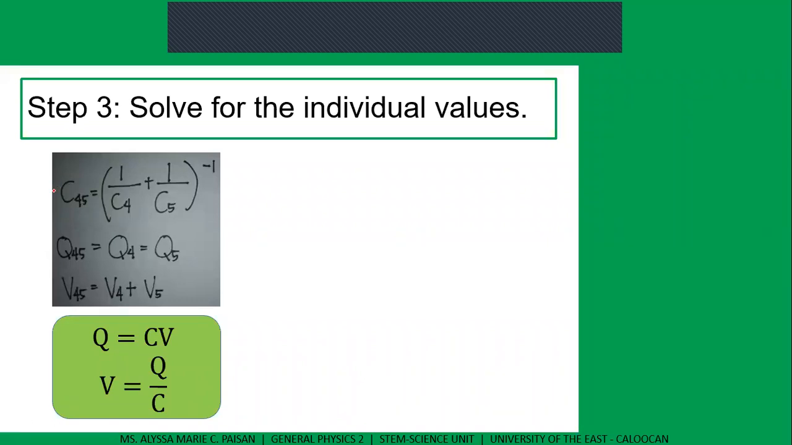So hindi ulit natin magagamit tong C sa capacitance. Tapos hindi natin magagamit tong may plus plus. Tapos magagamit natin tong Q45 equal to Q4 equal to Q5. But the thing is, galing sa simplified circuit number 2, nasa simplified circuit number 1 na tayo, wala ka na bang nakuhang Q45?